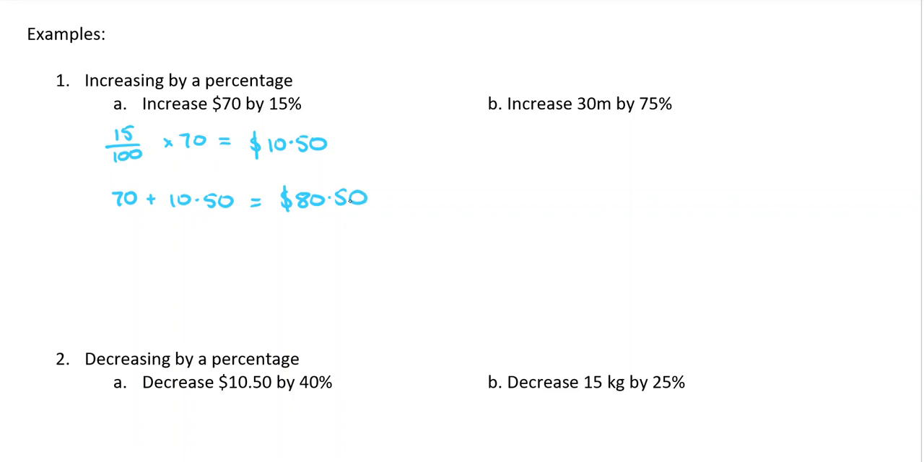So a second line, 70 plus the $10.50 equals $80.50. So what that means is, in order for the shopkeeper, the owner, to get their profit, they're going to buy it for $70, add the 15%, equals $80.50.